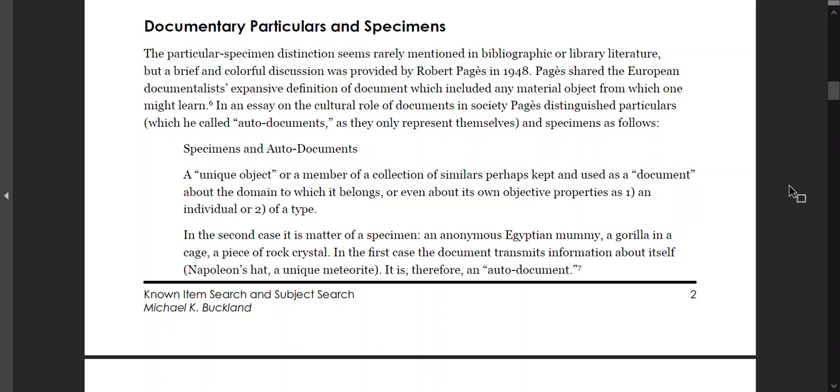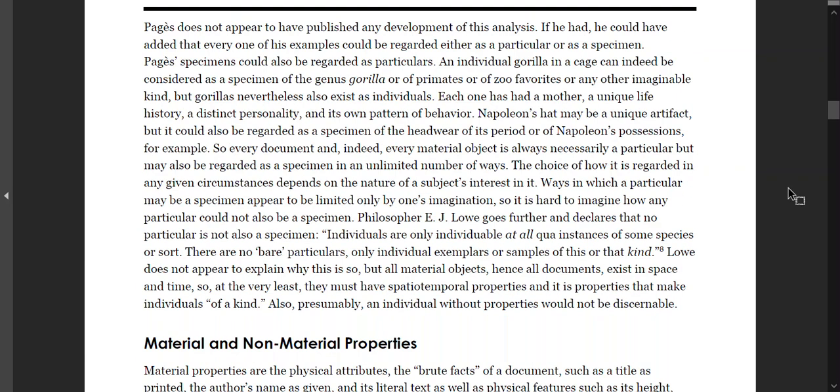Specimens and auto-documents. A unique object or member of a collection of similars perhaps kept and used as a document about the domain to which it belongs, or even about its own objective properties as an individual or of a type. In the second case, it is a matter of a specimen, an anonymous Egyptian mummy, a gorilla in a cage, a piece of rock crystal. In the first case, the document transmits information about itself, Napoleon's hat, a unique meteorite. It is therefore an auto-document. Okay, kind of followed that.